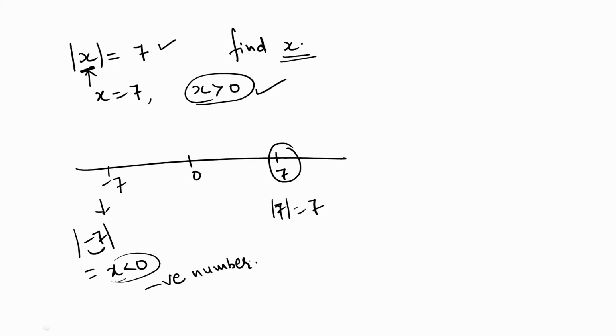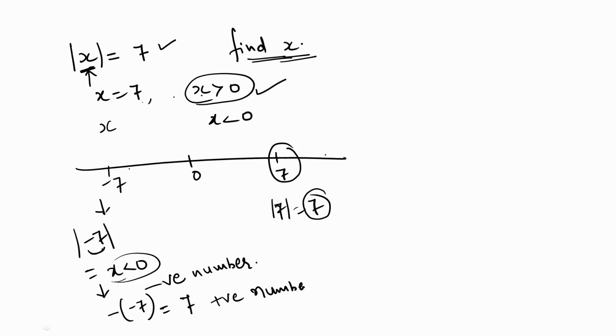So if this is a negative number, what I told you, we introduce another negative sign when we open it, and then write as it is. So it becomes +7, and this is a positive number, okay. So this is why, if I tell you find x, then x is equal to 7 if x is greater than 0.